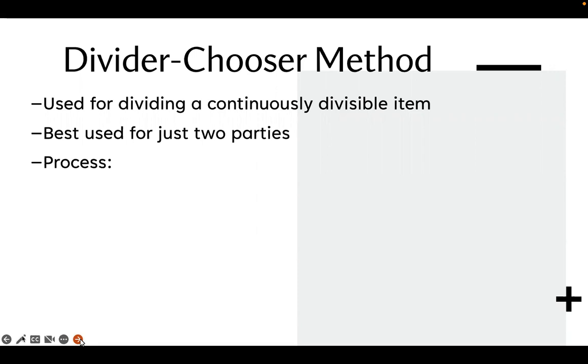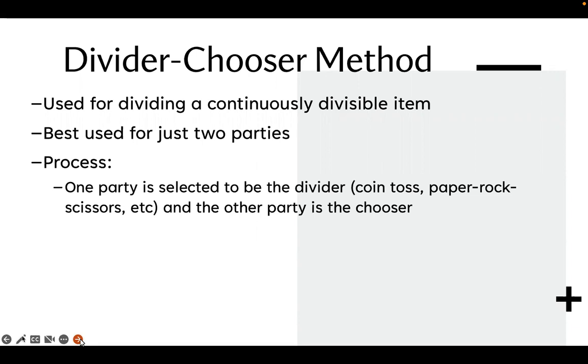So the process, this is how it works. First, one party is selected to be the divider. You could do this by a coin toss. You could do a little paper, rock, scissors to see who's going to do it, or something else. Some way to decide which one of you is going to be the divider. And whoever is not the divider is then the chooser. See how exciting this is?